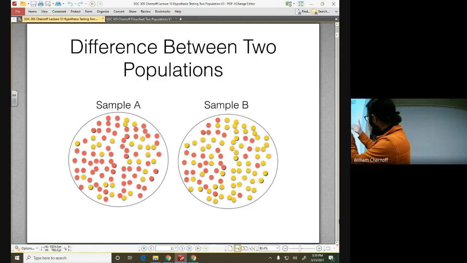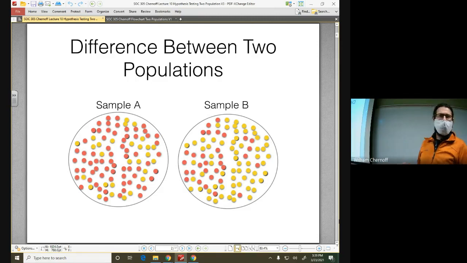If we look at these two samples, these are the women, these are the men. Who has the more yellow dots? B, right? So if we look at this example, clearly we conclude that when it comes to prior victimization, those who identified as men were more likely to have been the victims of crime in the past than those who identified as women.